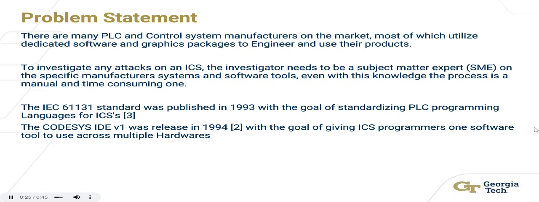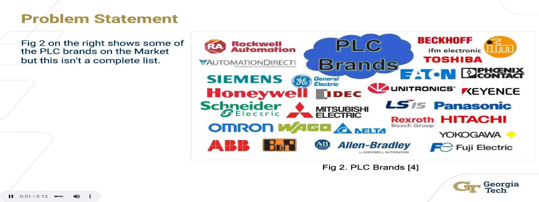The IEC 61131 standard was published in 1993 with the goal of standardizing PLC programming languages for ICSs. The Codesys IDE version 1 was released in 1994 with the goal of giving ICS programmers one software tool to use across multiple hardwares. Figure 2 on the right shows some of the PLC brands on the market, but this isn't a complete list, and even with this list, under some of the brand names like Honeywell, there are multiple offerings.